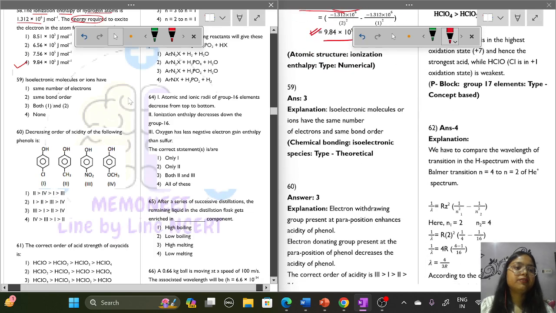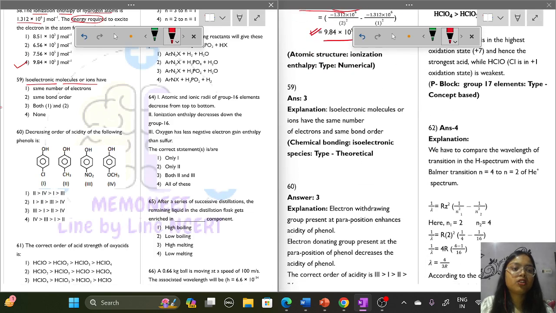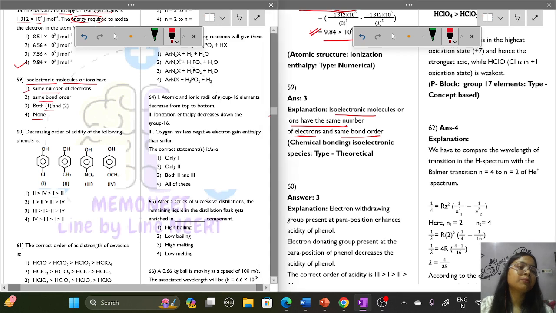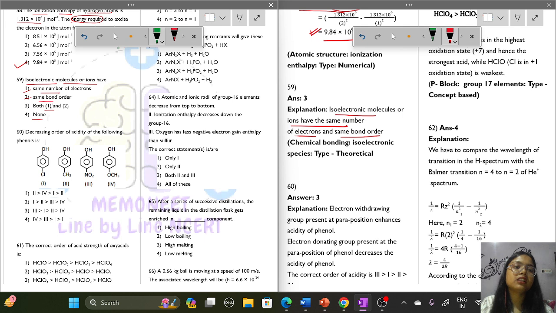Next is question number 59. What do isoelectronic molecules or ions have in common? They have the same number of electrons, they have the same bond order, or they have both, or they have none. We know that isoelectronic molecules are those which have the same number of electrons and the same bond order as well. So option 1 is they have same number of electrons and same bond order, due to which the correct option will be option number 3, which is both 1 and 2. Clear?